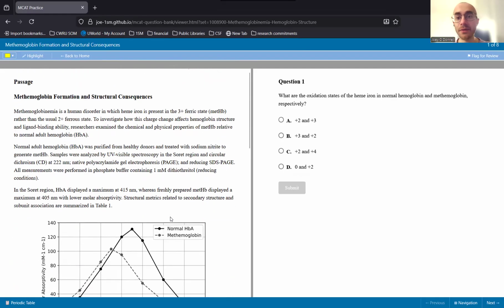So that takes us to question one. How do I know this? Oxidation states. We are told charges here, 3 plus and 2 plus. What is an oxidation state? It's just the charge if you assume that every bond is going to be completely ionic.